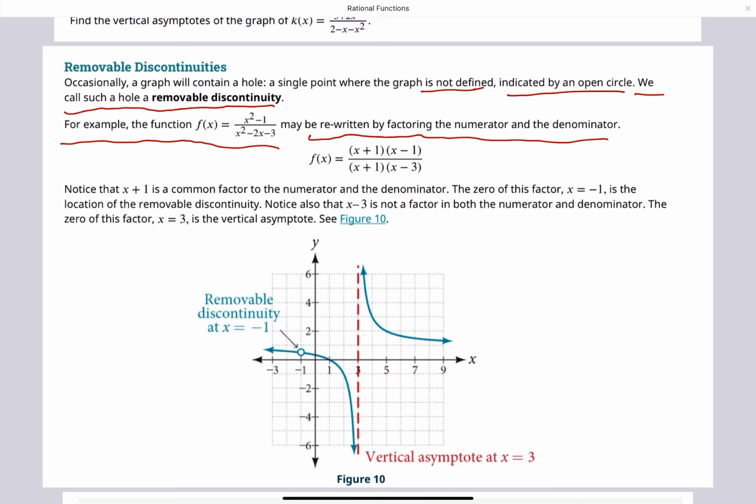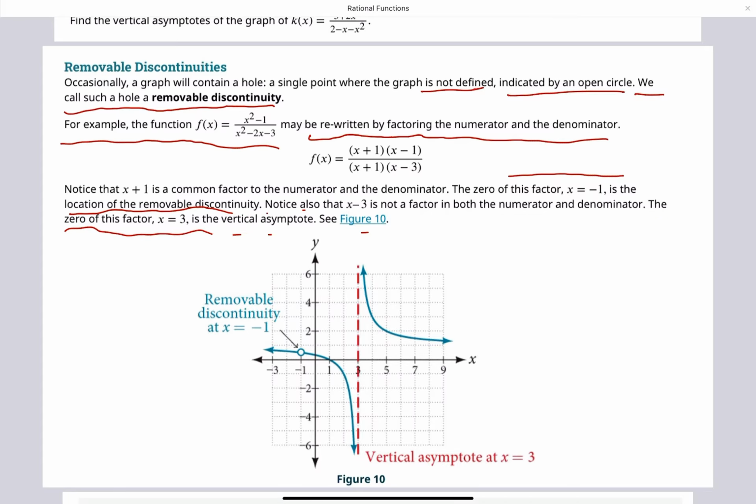And as you can tell, x plus 1 is a common factor in the numerator and the denominator. The 0 of this factor is x equal to negative 1. It's the location of the removable discontinuity. Notice also that x minus 3 is not a factor in both the numerator and denominator. The 0 of this factor is x equal to 3, which is simply a vertical asymptote.